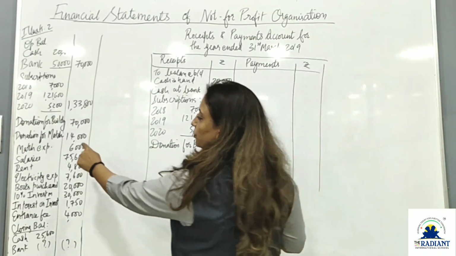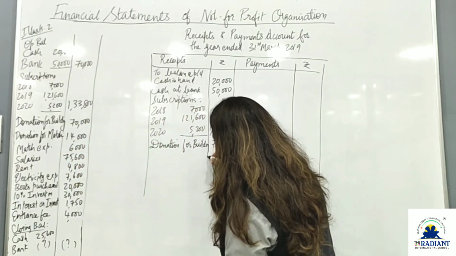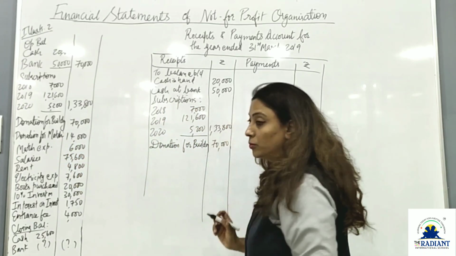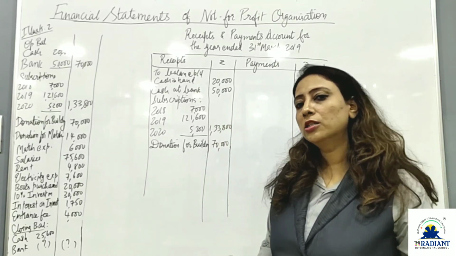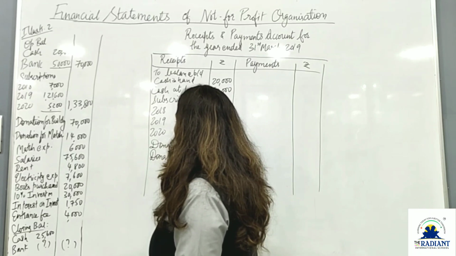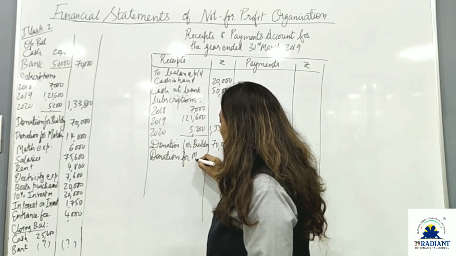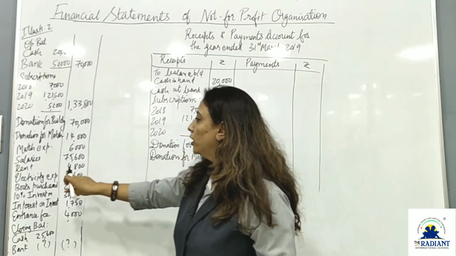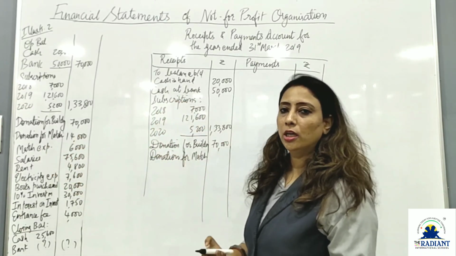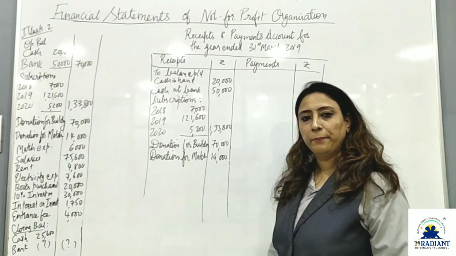Along with the donation for building, you have donation for match also. So again, donation for match is also your receipt. Donation for match is 14,000. We are going to write it as 14,000.